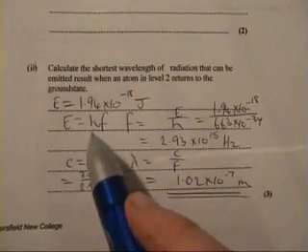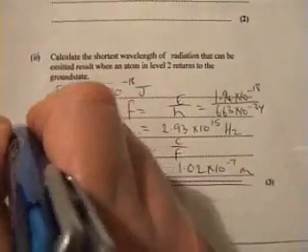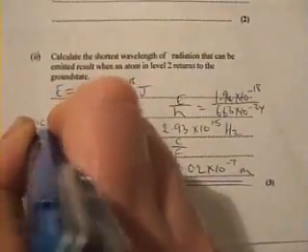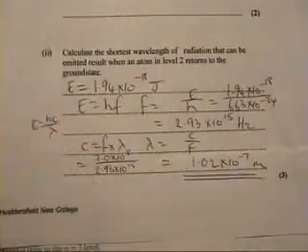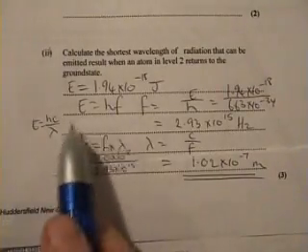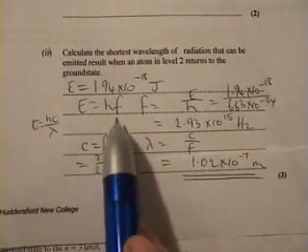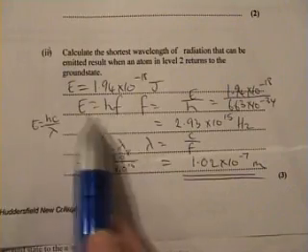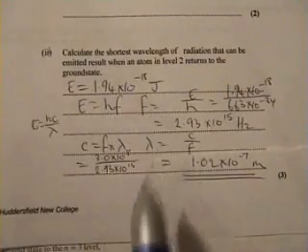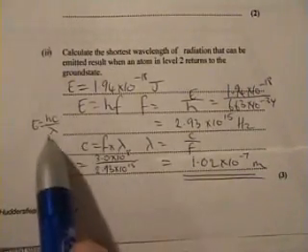Now we could have done this in fewer steps if we'd used the equation E equals hc over lambda. I just preferred to find the frequency because I'm so familiar with the equation in that form, that's the form I like to keep it in. But there's absolutely nothing wrong with using that formula.